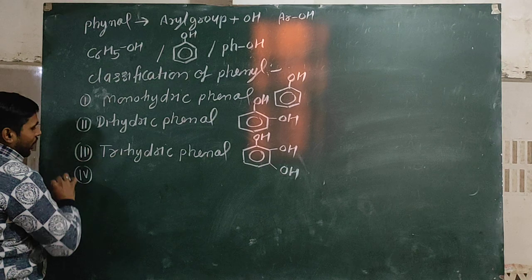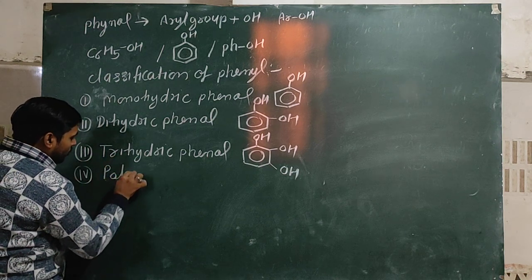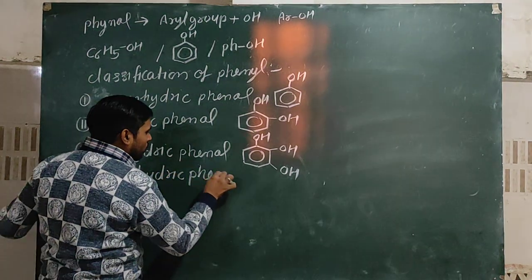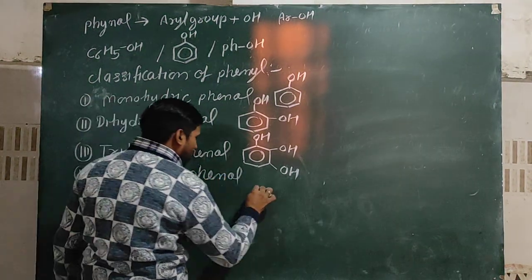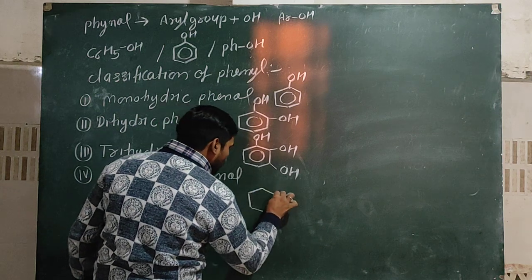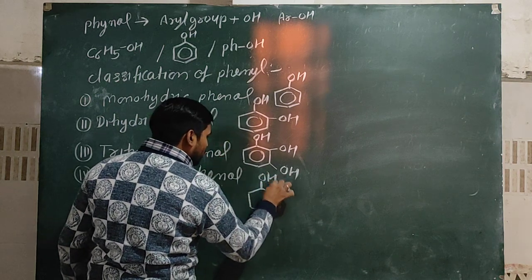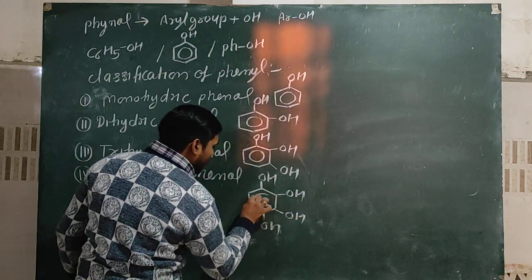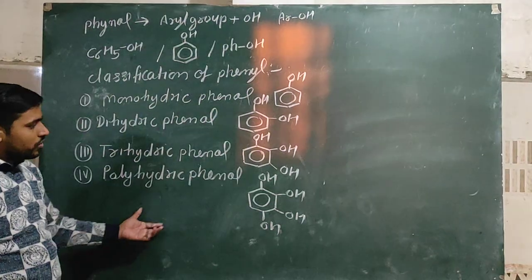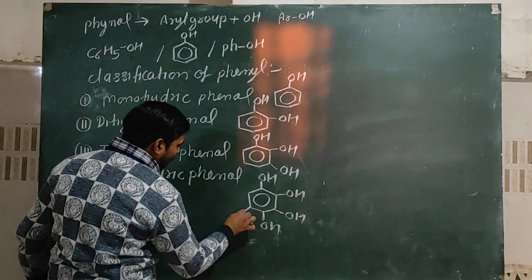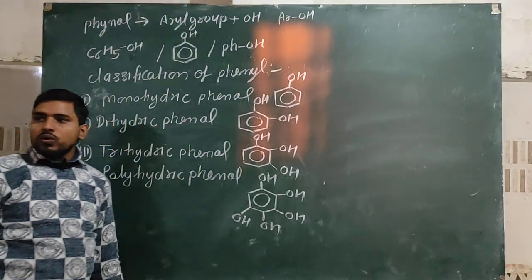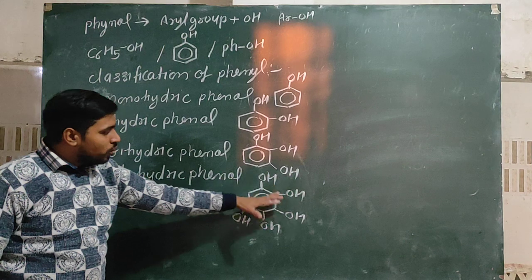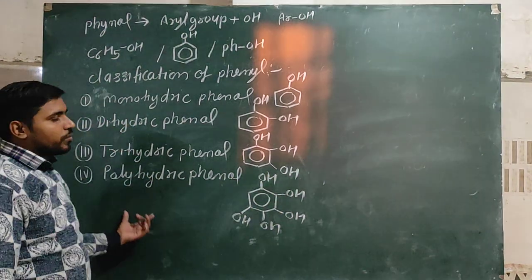Last is polyhydric phenol. Polyhydric phenols are those which contain more than three OH groups in their structure, like this OH, etc. And these are the structures of polyhydric phenol. You can add another OH group also, and it is known as polyhydric phenol because it contains more than three OH groups in its structure.